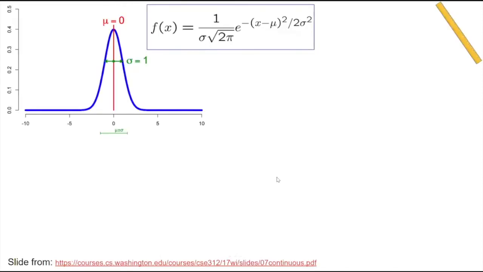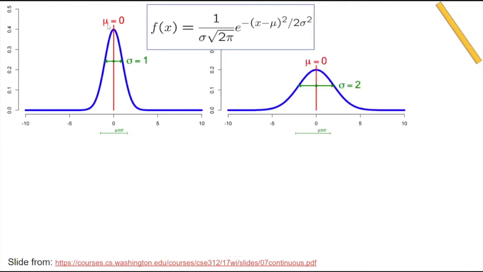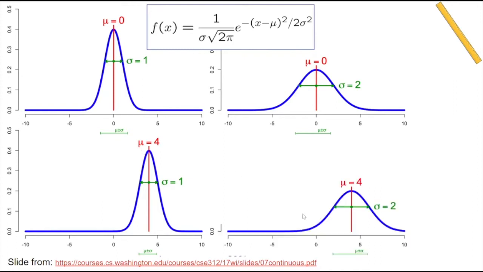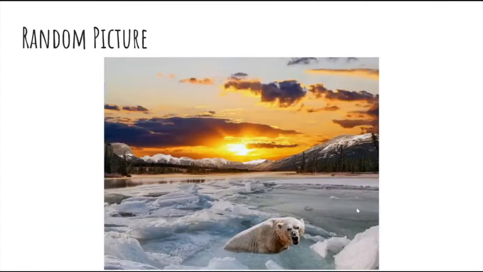Some examples of what this looks like. This is a standard normal with mean 0 and standard deviation 1. If you increase the standard deviation, this makes it more likely for the variable to be far away from the mean, so this makes the distribution flatter. But if you don't change mu, that does not affect the center of the distribution. If you do change mu, the mean, then that shifts the distribution left or right. If you change mu to 4, that just shifts the distribution 4 to the right, but the shape remains unchanged. If you both shift it and increase the standard deviation, you get something like this, which is the same as this one, but shifted 4 to the right.